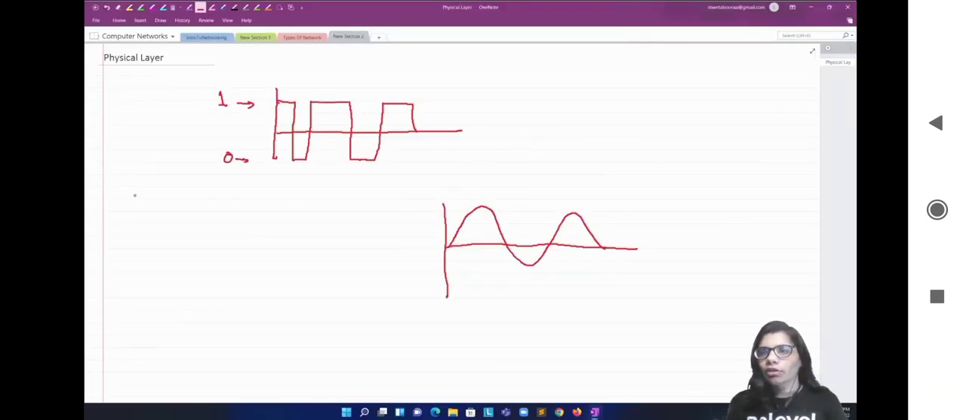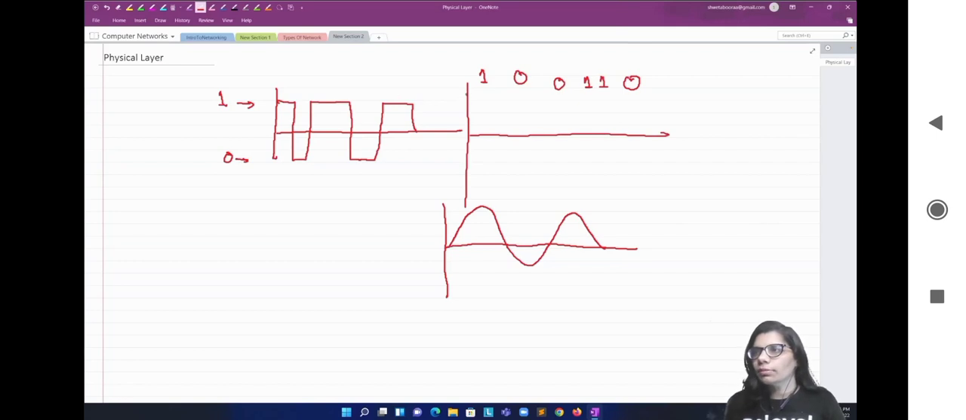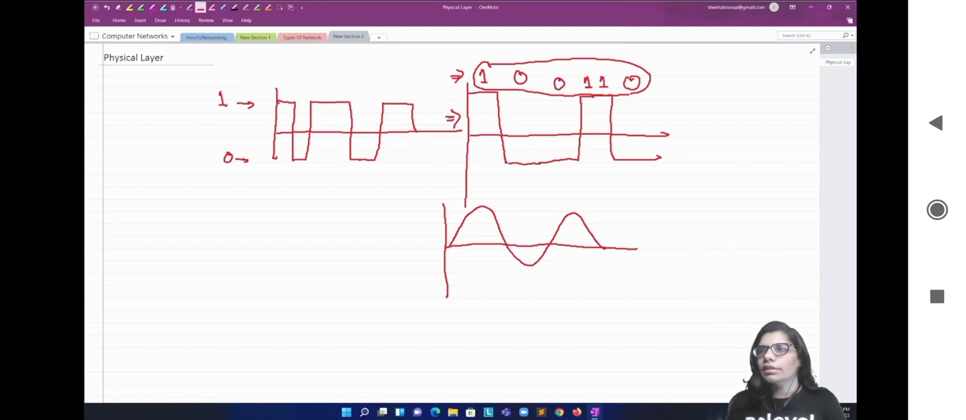Basically, if you are getting your data something like this, let's say 1, 0, 0, 1, 1, 0, how will you represent its digital signal? It would be something like 1, then 0, then next is 0, then after that it is 1, then 1, and then it is 0. So this is how your binary data is represented in the form of a digital signal. This digital data of the 1 and 0 series is represented here as a digital signal, right?